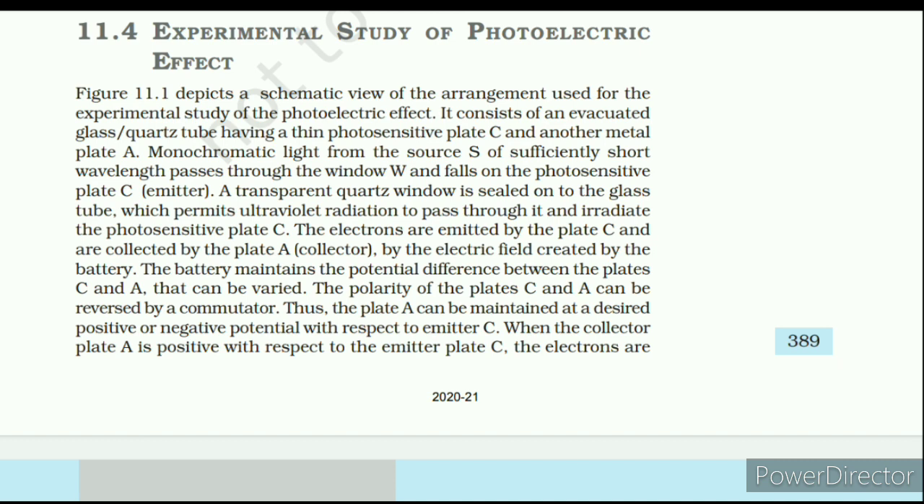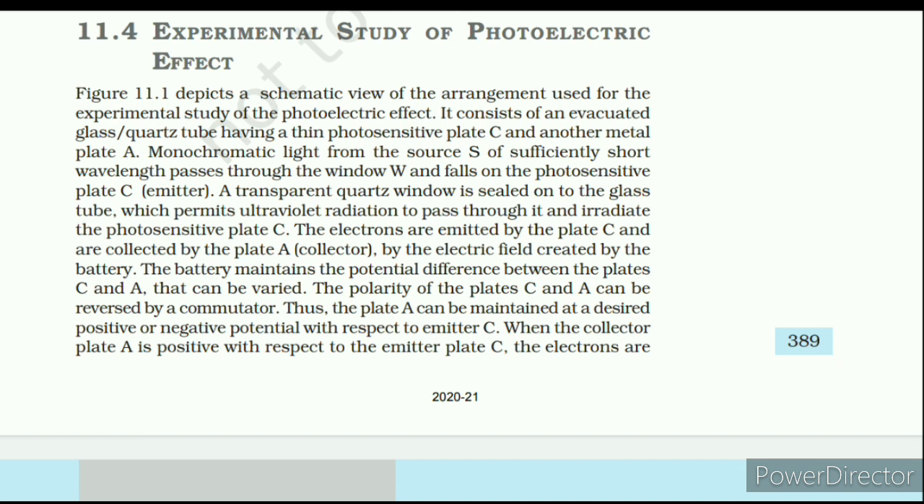It is found that the photocurrent increases linearly with the intensity of incident light, as shown graphically in figure 11.2. The photocurrent is directly proportional to the number of photoelectrons emitted per second. This implies that the number of photoelectrons emitted per second is proportional to the intensity of incident light.